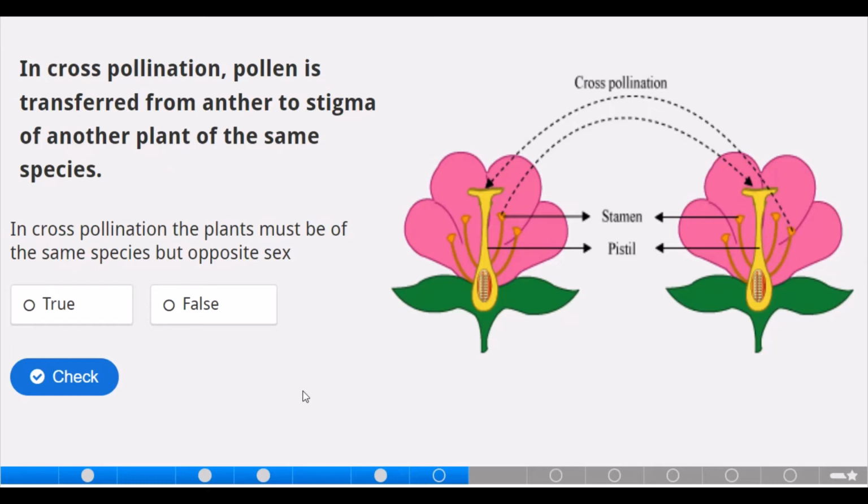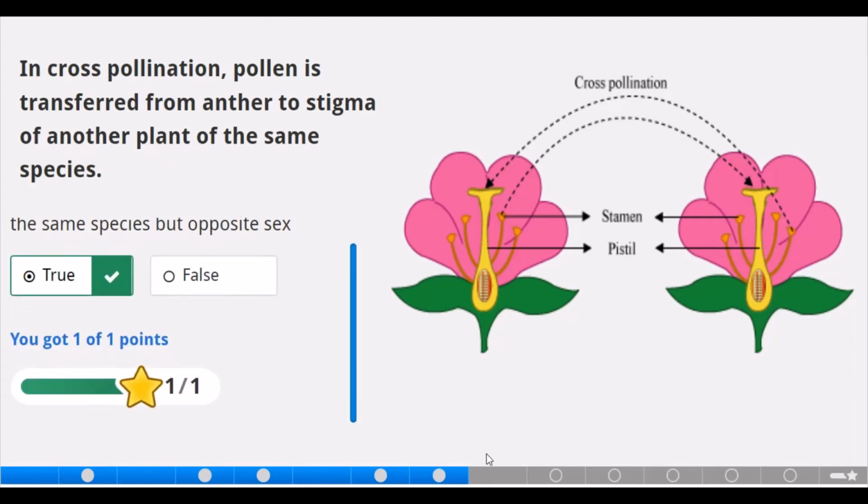And a quick question says, in cross-pollination, the plants must be the same species but opposite sex. True or false? Yes, different plants, same species, opposite sex. Correct.